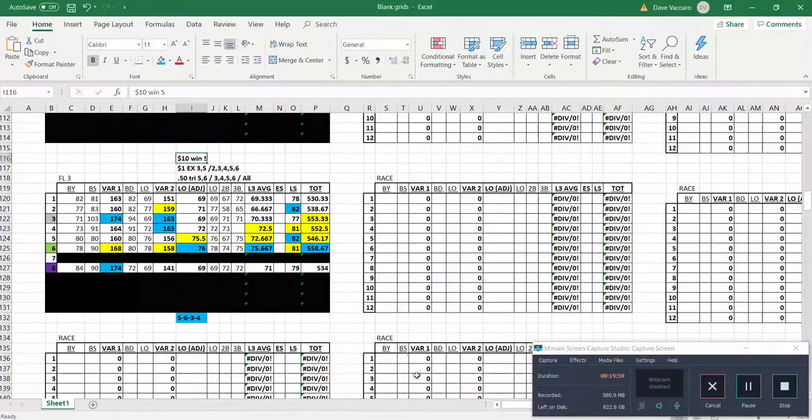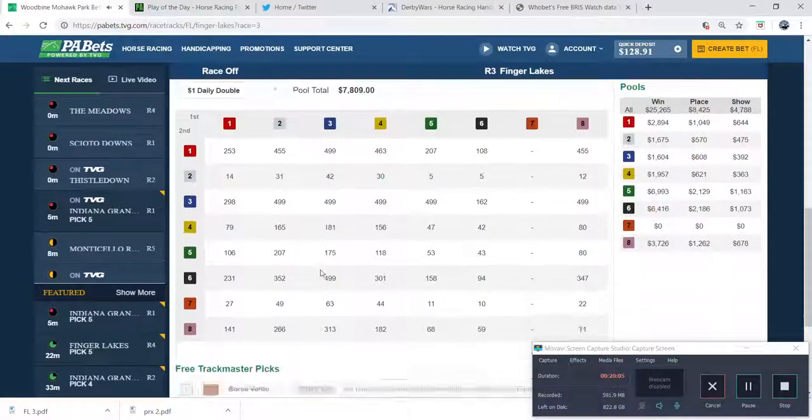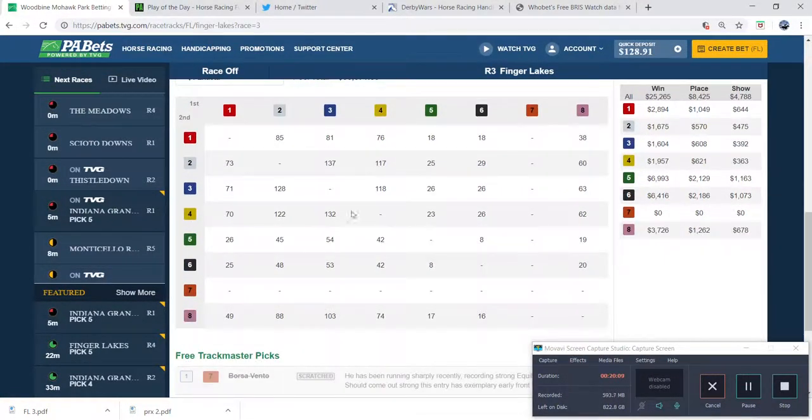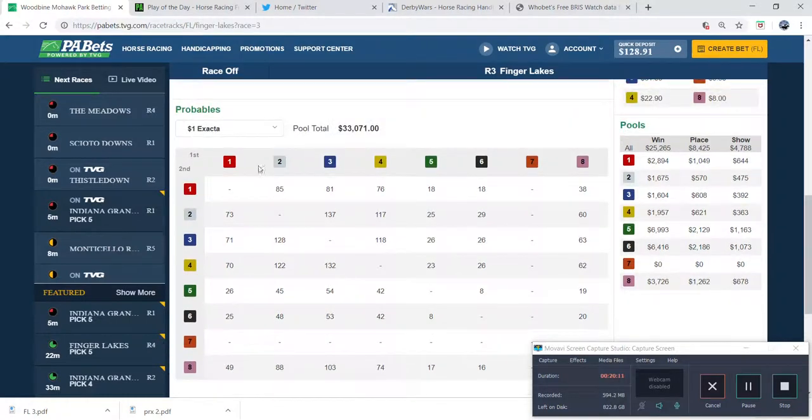3-5 on the board. Here's the final time. Our recommended exacta, the 3-5 over the 2, 3, 4, 5, 6, all would have been a hit. If you look at the probables, the 3-6 exacta would have got back $53 for $1. So that would have been a good play right there.